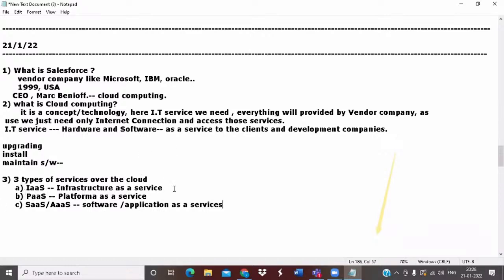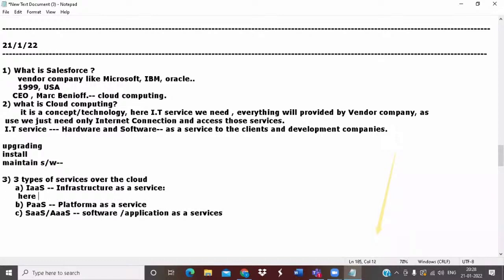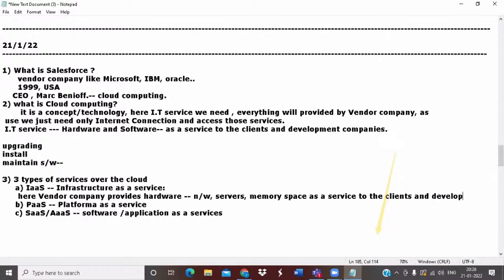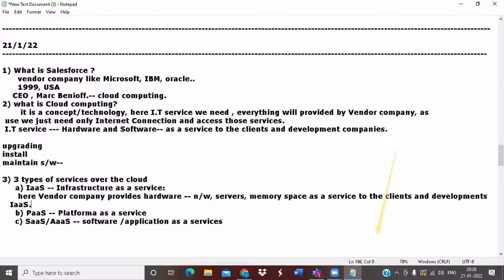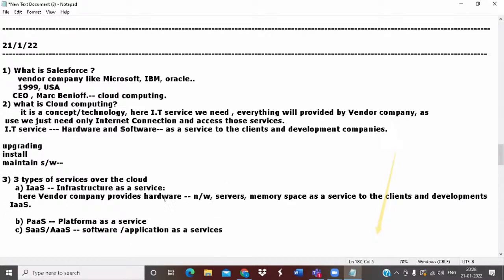First, let me discuss infrastructure as a service. Infrastructure as a service means here the vendor company provides hardware. Hardware means networks, database servers, memory space. Everything belongs to hardware only. Here the vendor company provides hardware as a service to the clients and development companies. That kind of service, we call infrastructure as a service. Once again, I'm repeating, guys. Here the vendor company provides hardware as a service. Hardware means they will provide the networks, servers, and also their memory space. Especially memory space I'm talking about here.